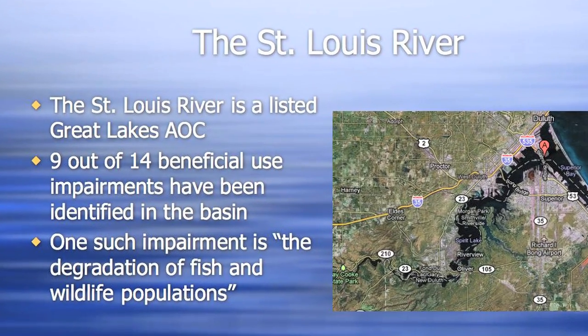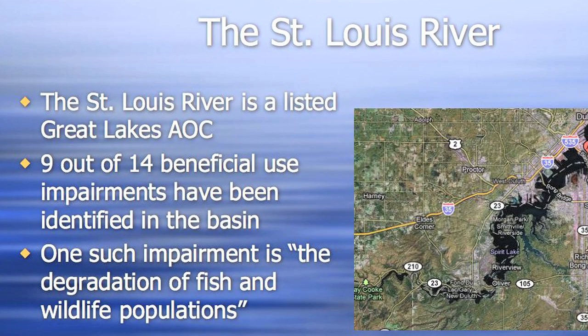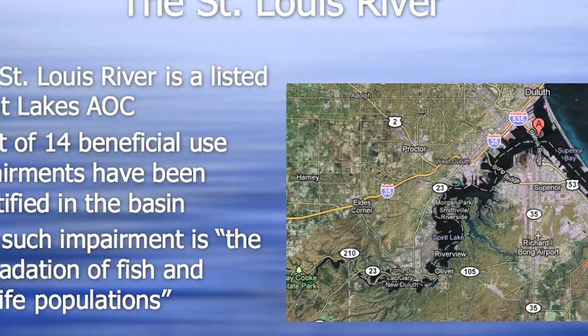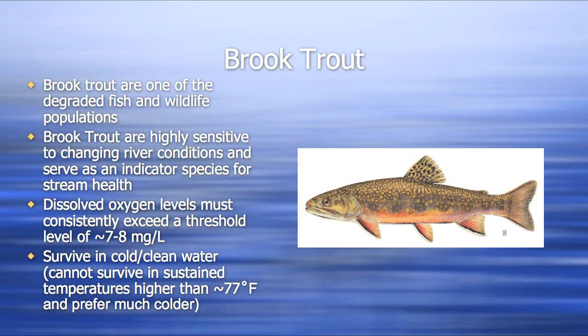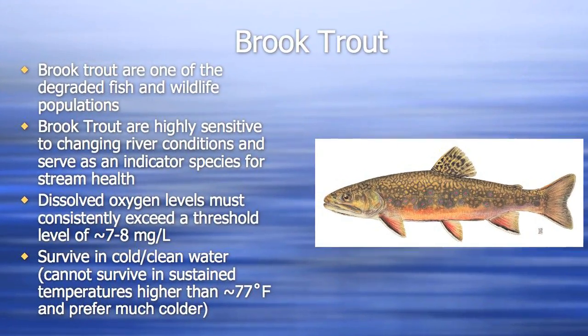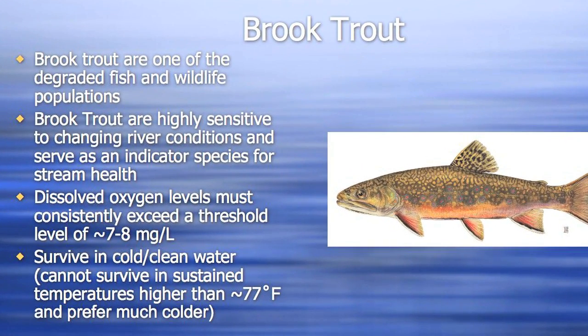Now let's return to our original goal. Let's suppose we are the manager of the St. Louis River Area of Concern, based out of Duluth, Minnesota. In our watershed, 9 out of 14 beneficial use impairments are identified, with one such impairment being the degradation of fish and wildlife populations. One of the populations which we wish to rehabilitate is the brook trout population.